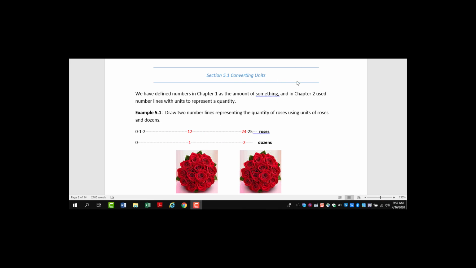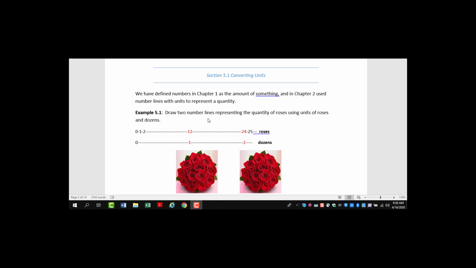Okay, welcome to 5.1. We're going to be converting units, in other words, changing from one unit to another. So we have defined numbers in chapter 1 as the amount of something. And in chapter 2, we use number lines with units to represent a quantity.